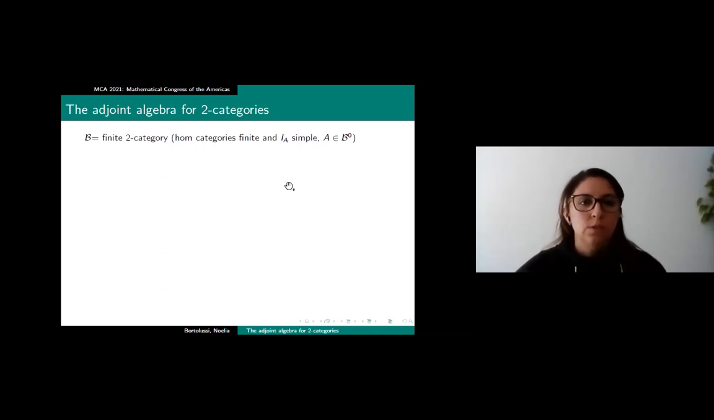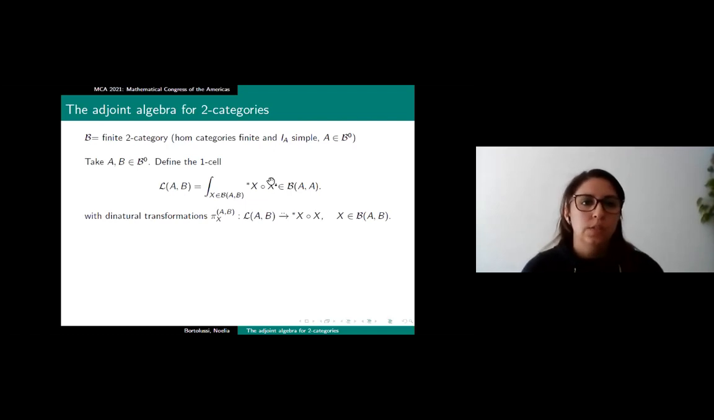So if you take two zero cells, A and B, we are going to define a zero cell as follows. Take the end between x dual composed with x, for x an object in the hom category AB. So this end is an object that belongs to the hom category AA. So this is the usual end.